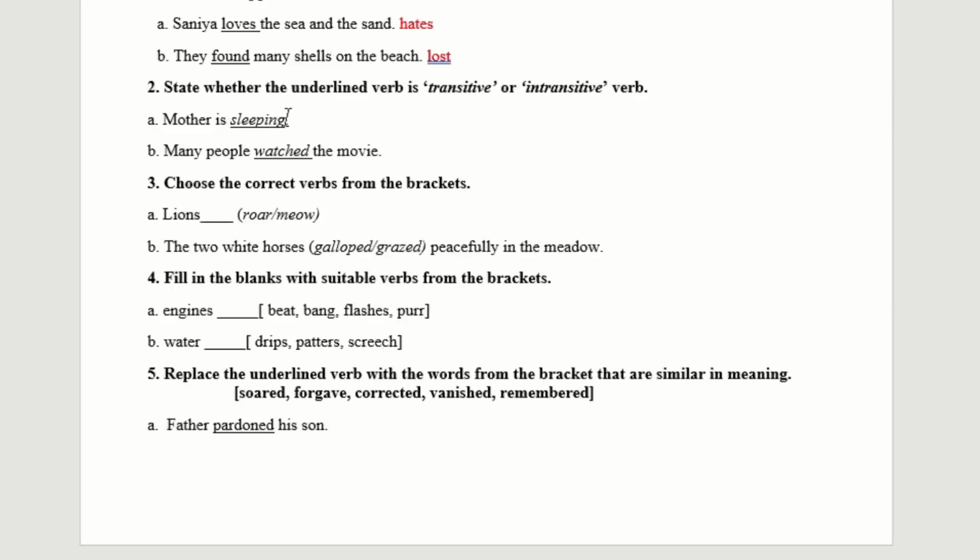The verb which has an object is a transitive verb. A verb which does not require an object is an intransitive verb. So the verb sleeping does not require an object to complete its meaning. So it is an intransitive verb. So you have to write the answer as intransitive.